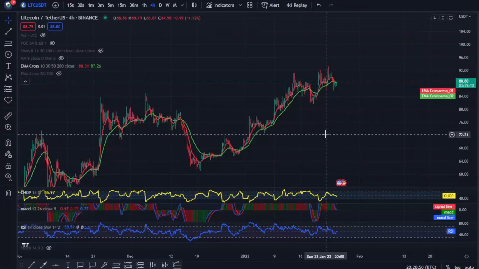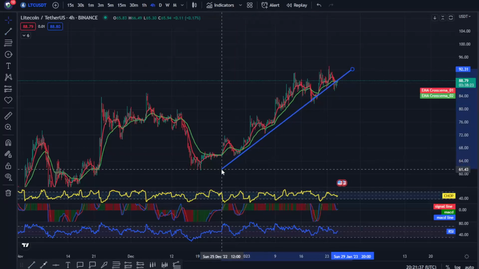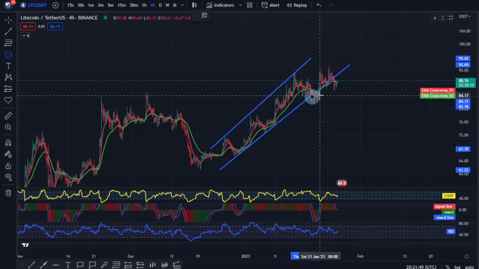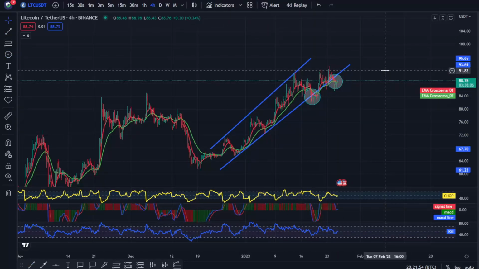As the third on today's list, we have the LTC chart against USDT on a 4-hour time frame. Let's start by marking the uptrend channel with blue lines. As you can see, the price is leaving the channel down for the second time.